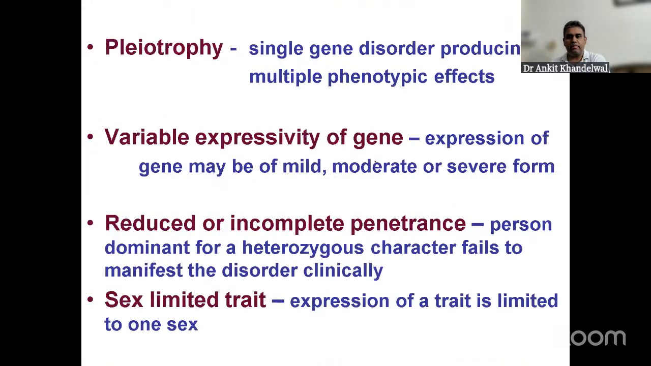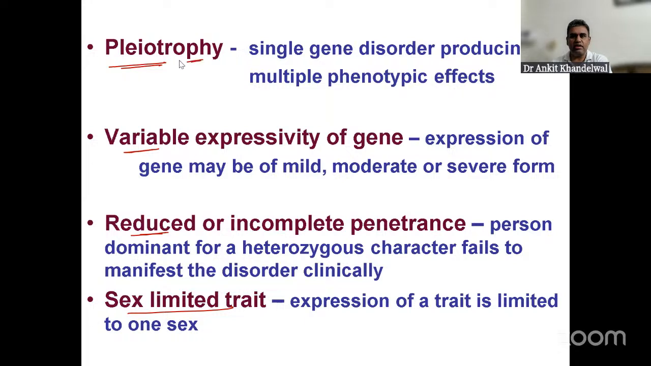Okay, let me move ahead and just revise some points over here that we already used to discuss earlier on. So what is pleiotropy? What is variable expressivity of a gene, reduced or incomplete penetrance, and sex limited trait? These are important points, and just go through it one by one.